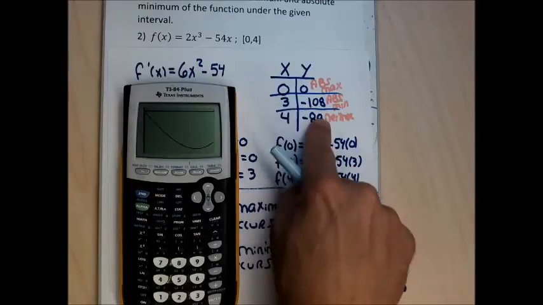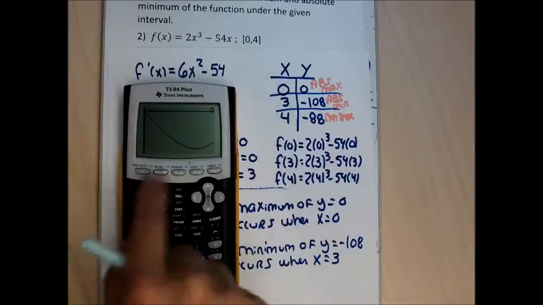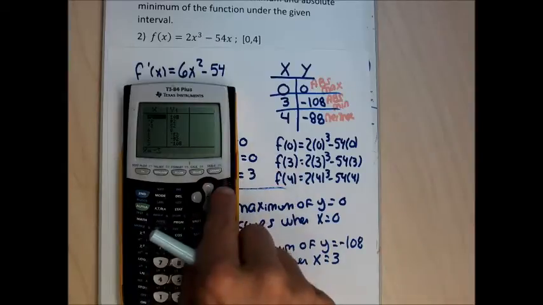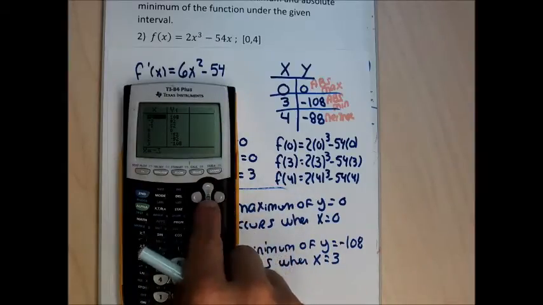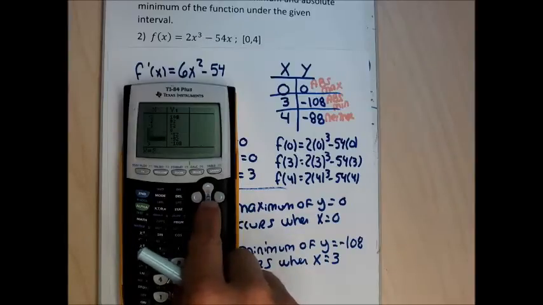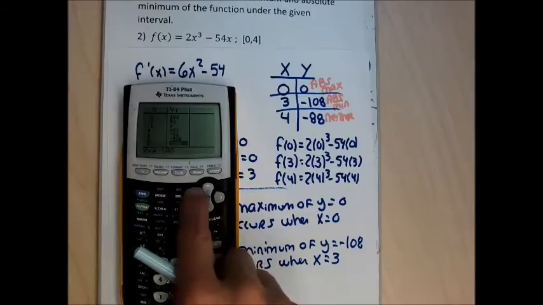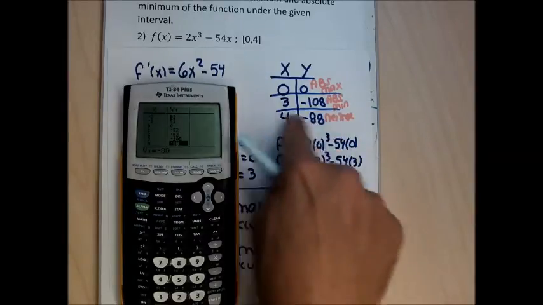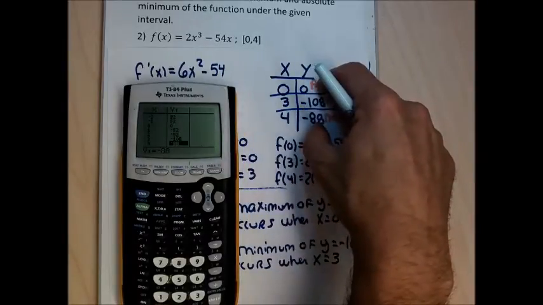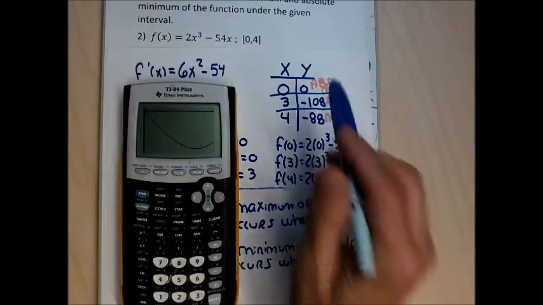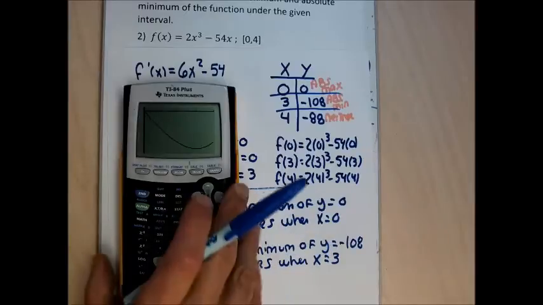I could get the y values by just going second in table and look next to negative 3. Oops, next to 0, I see 0. Next to 3, I see negative 108, and next to 4, I see negative 88. So I've confirmed all the values in my y columns, and I confirmed that this is the maximum and that's the minimum. I feel real good about my work.